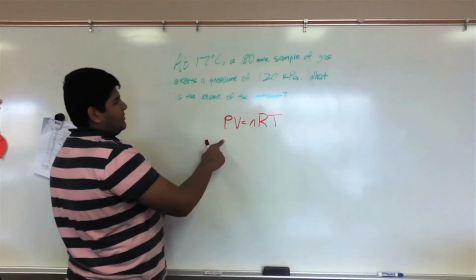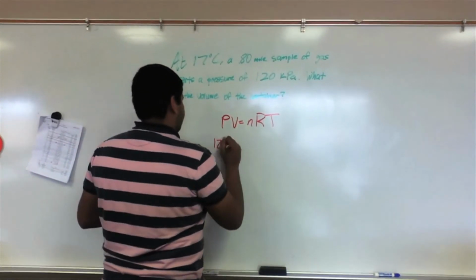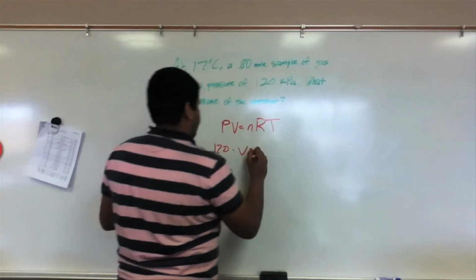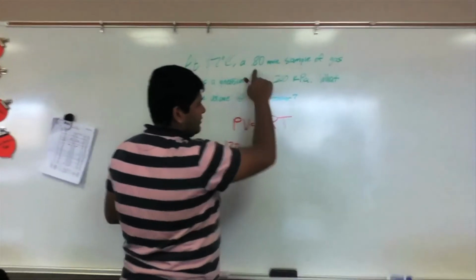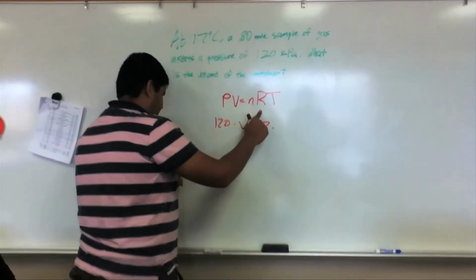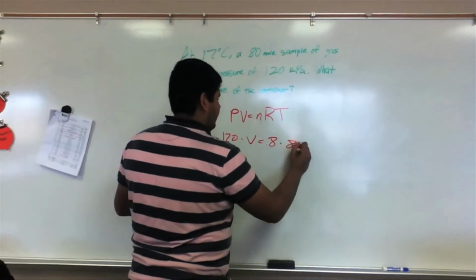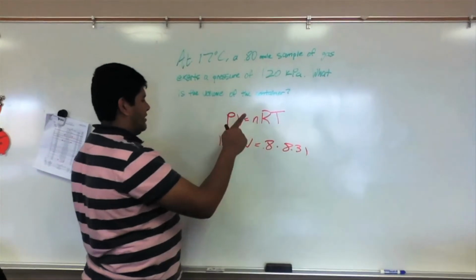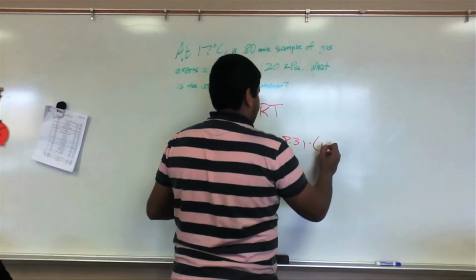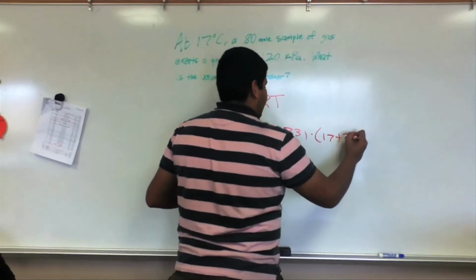So the pressure, as you can see, is 120 kilopascals, multiplied by the volume, which is what we're looking for, equals the number of moles, which is, in this case, 0.8, multiplied by the constant, which would be 8.31, since we're working with kilopascals, and the temperature is 17 degrees Celsius, but the temperature should always be in Kelvin, so you have to add 273.